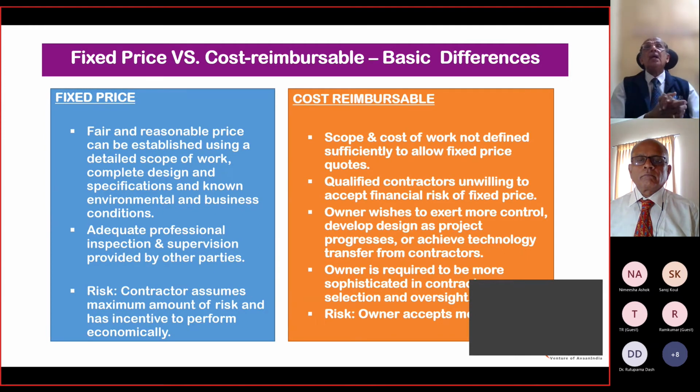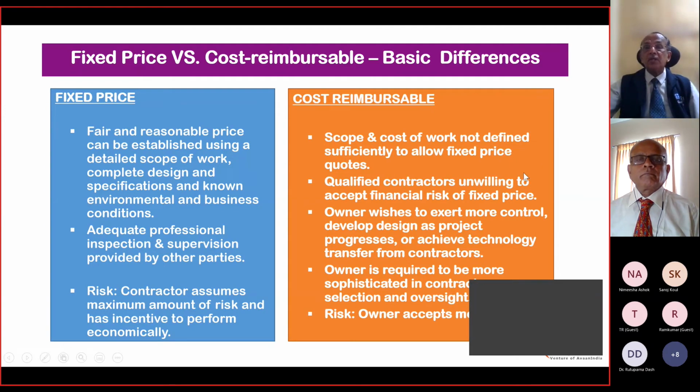In cost reimbursable, both parties may agree on certain parameters. We will supply you on cost basis, but our overheads can be between 20 to 25% depending on the circumstances. They will spell out what things are included and what things have to be reimbursed. So these things are well laid out.